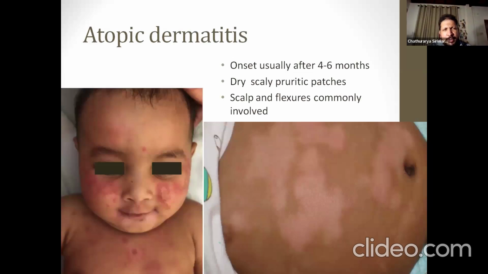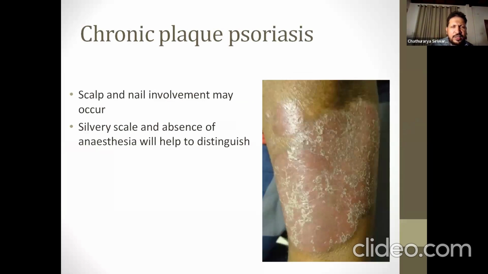Atopic dermatitis can come with either white or red patches, usually after 4 to 6 months of age. Can be itchy, but obviously a little child can't tell you it's itchy. And they can be dry. And it commonly involves the scalp and the flexures, which we usually don't see with leprosy. And leprosy is usually commoner in older children because it takes, as I said before, a long time to develop the clinical manifestations. So it's unusual in infants.